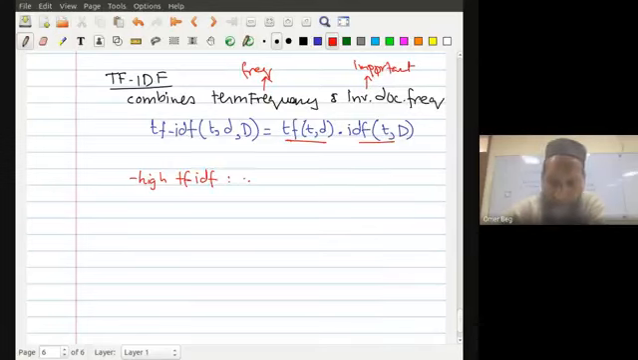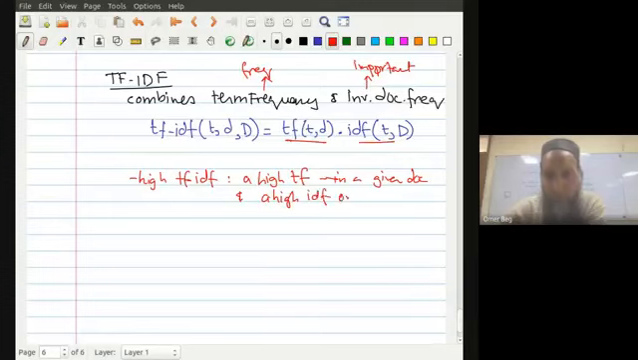It means a high TF in a given document and a high IDF overall in all of D. See? So that means for that document, TF-IDF is very high. That document is extremely relevant for that particular term.